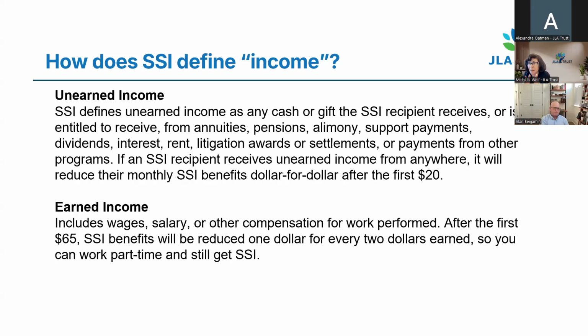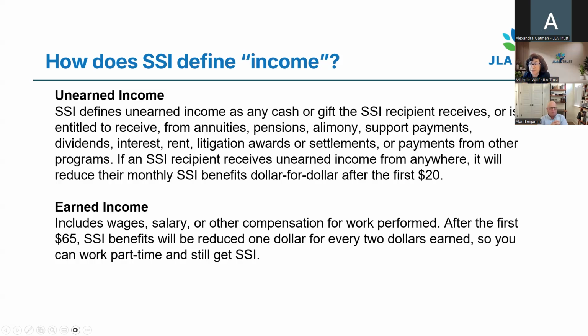So SSI has its own unique definition of income. And I talked a little bit about that before. There are 2 kinds of income. Unearned means money that comes in not from working, anything that is not from any kind of employment. So again, that's investment income, pensions, alimony, support, rent, litigation, all these various things.